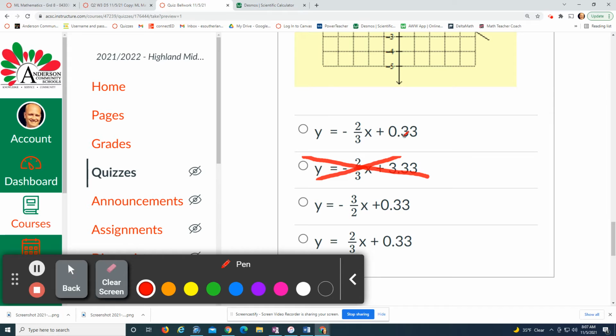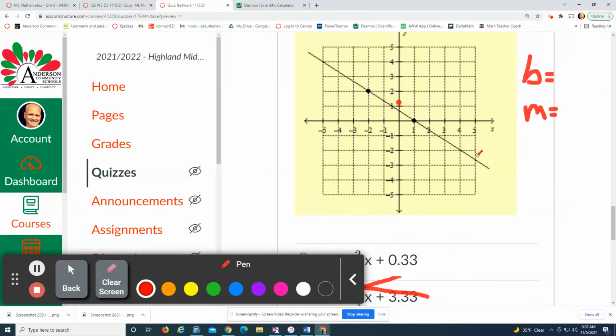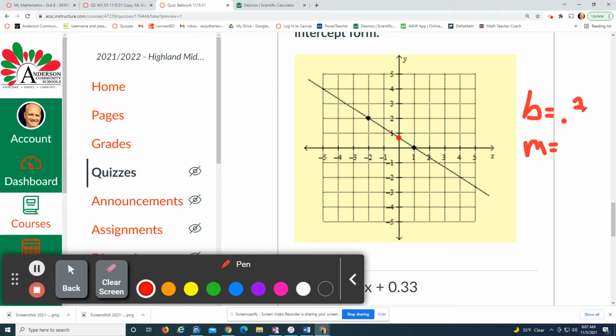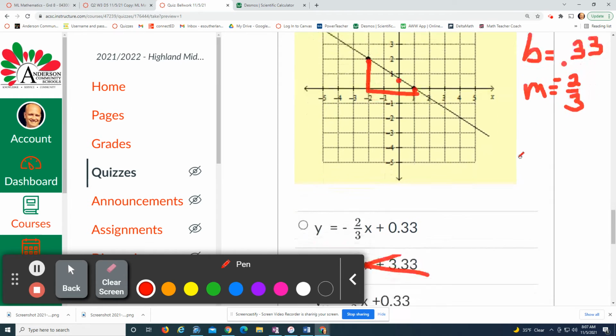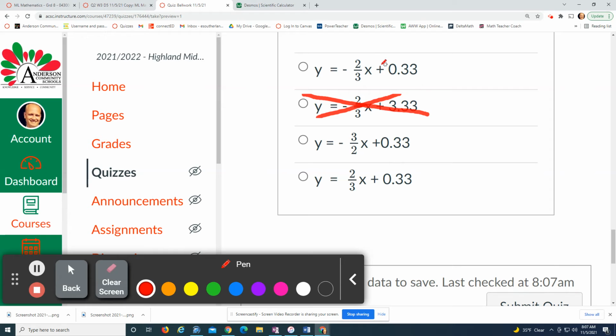And look at my options. Plus 0.33, plus 0.33, plus 0.33. What do you think the y-intercept is? 0.33. So we don't even have to look for it because it's multiple choice, and they're all the same. So we know it's going to be 0.33. It crosses here and here. What's the rise? 2. What's the run? Is it positive or negative? Negative. So this is the top one. Negative 2 over 3x plus 0.33.